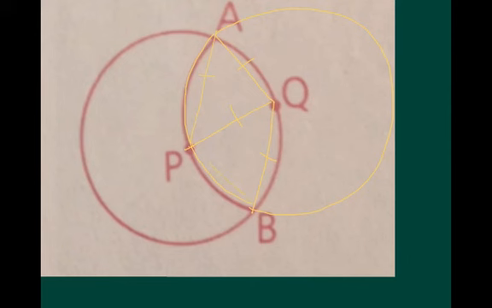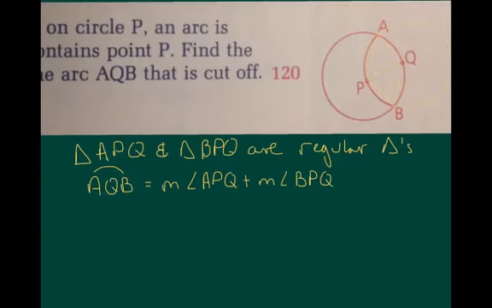So as you can see, both of these triangles are regular triangles, which makes them equilateral and equiangular. So the measure of arc AQB is equal to the measure of central angles APQ and BPQ. Since these are angles of two regular triangles, that's equal to 60 plus 60, so the measure of arc AQB equals 120.